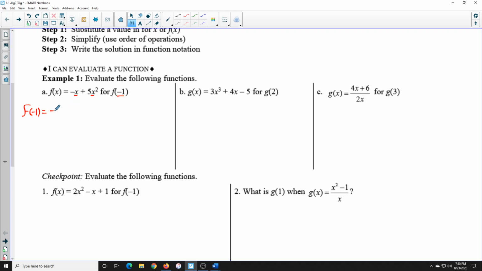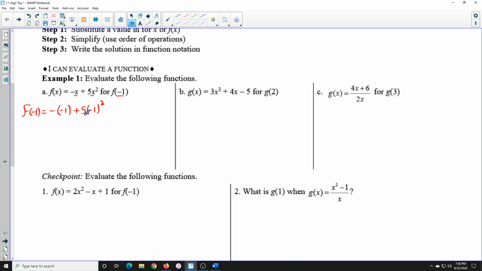So we're just plugging in. So negative, and whenever I plug in values to a function, I always like to put parentheses, especially if there's negative signs. So negative 1 goes in there, plus 5 times, so I'm going to do another parenthesis because we're subbing a value in for x. Negative 1 goes in there. So now we have, instead of x squared, we have negative 1 squared. So now we just simplify.